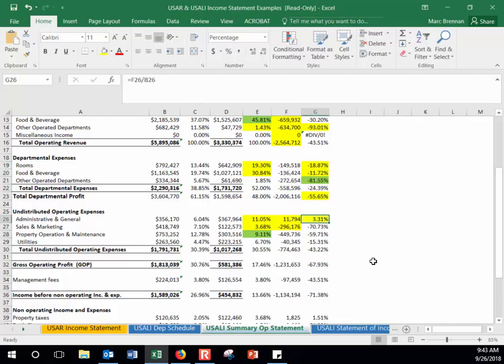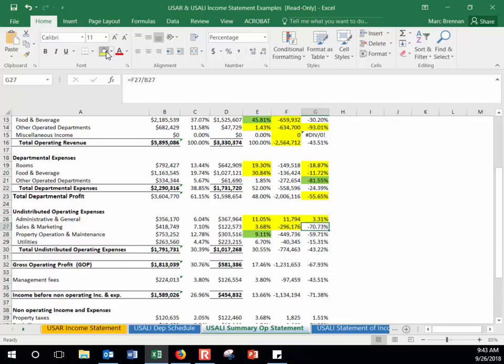Administrative in general, we already know this is a problem, right, folks? So it increased, but my revenues decreased. I have some type of control over this, so I need to look back, and there is an administrative and general departmental schedule which will help me figure out what's the problem here. Okay, we'd have to look back at that.